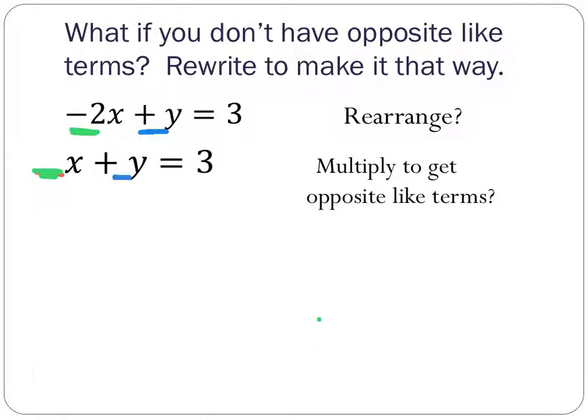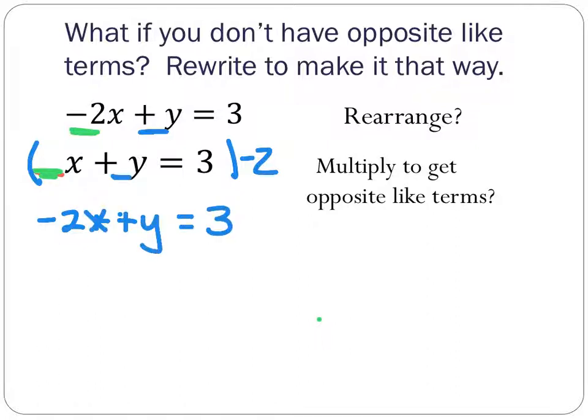So if I want the numbers in front of the x's to be the same, I'm going to multiply the bottom one by what number? By -2. So the top one's going to stay the same. -2x plus y, I forgot about the x, plus y equals 3. And then the bottom one, I don't want to multiply by -2. That doesn't make any sense. I'm going to multiply by +2, because that will give me the opposite like terms.